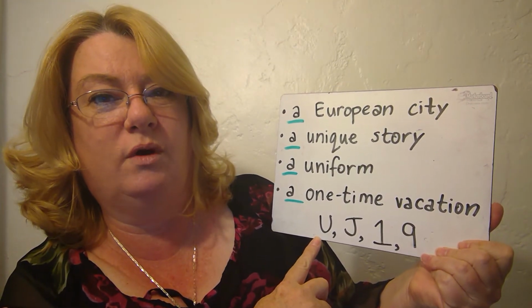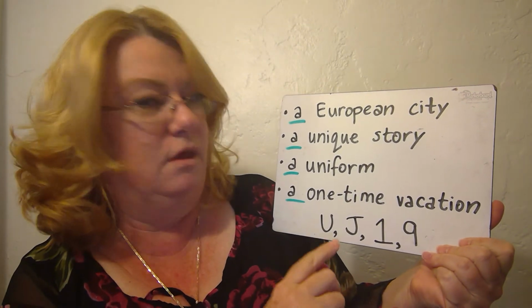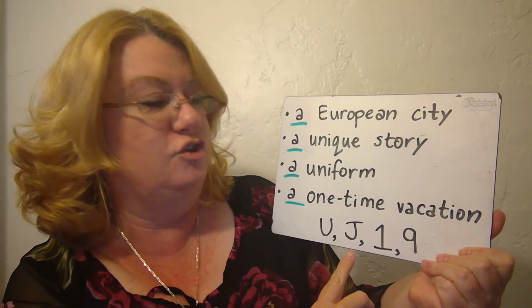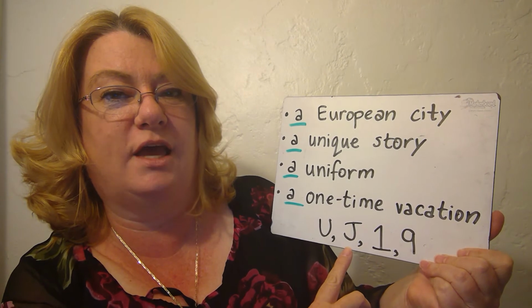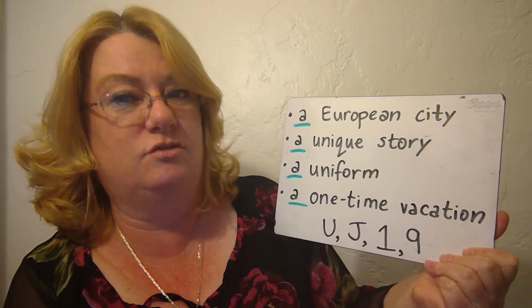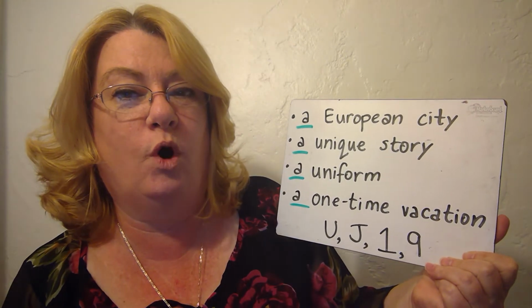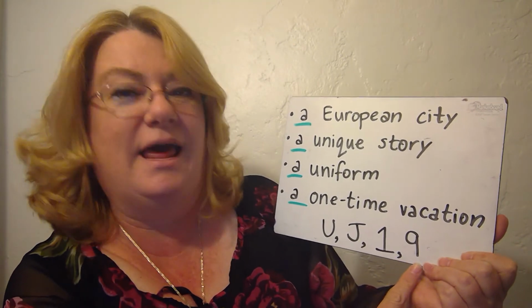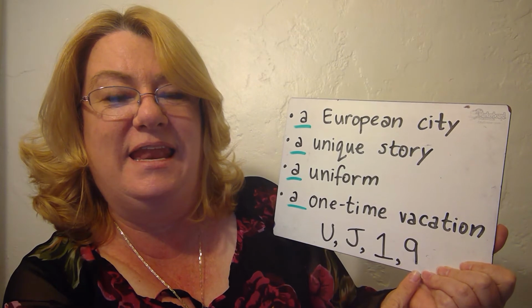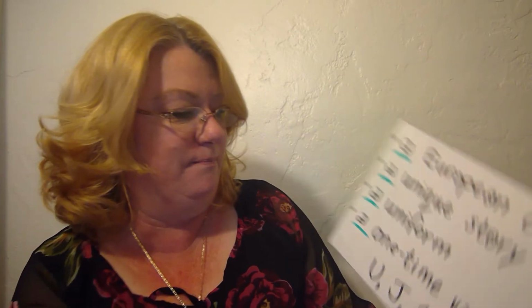A U is used in a word. A J is used in a word. One, the number one. And then nine, with the N sound, nine.